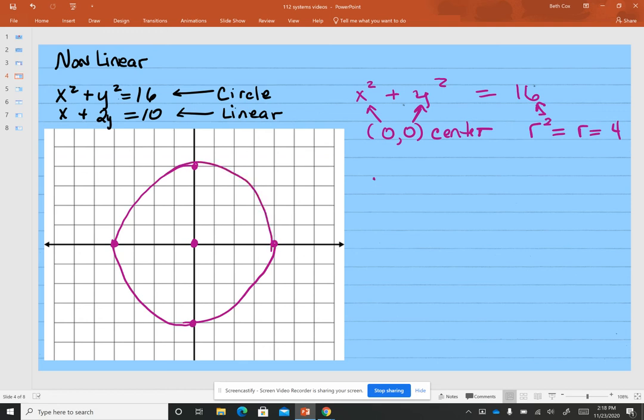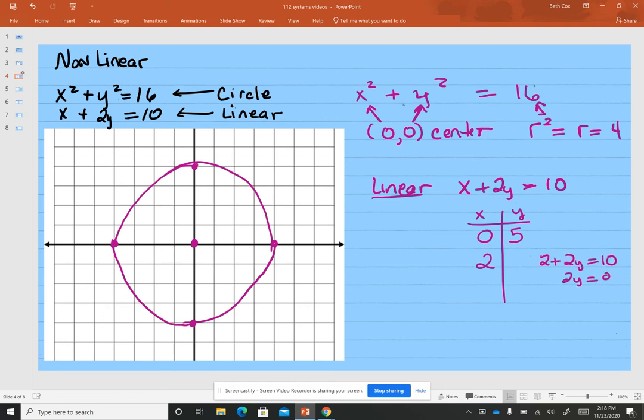So now my linear, my line, I have x plus 2y equal 10. Again, if you want to do it by plotting points, you can. It's a line. You don't need but 1 or 2. So if x is going to be 0, y is going to be 5. If x is 2, y is going to be, 2 plus 2y equal 10, y is going to be 4. So 0, 5 is a point.